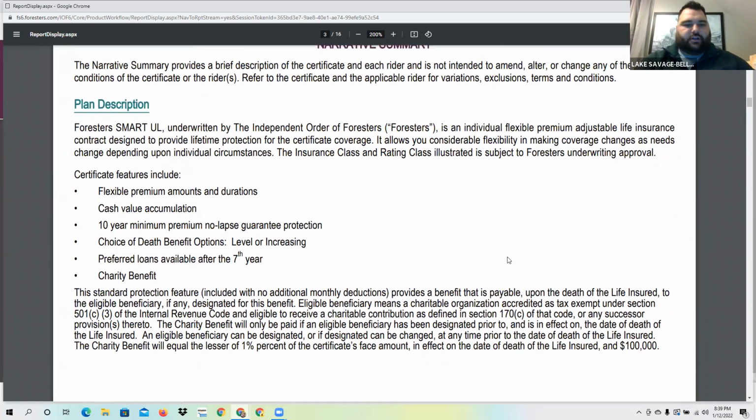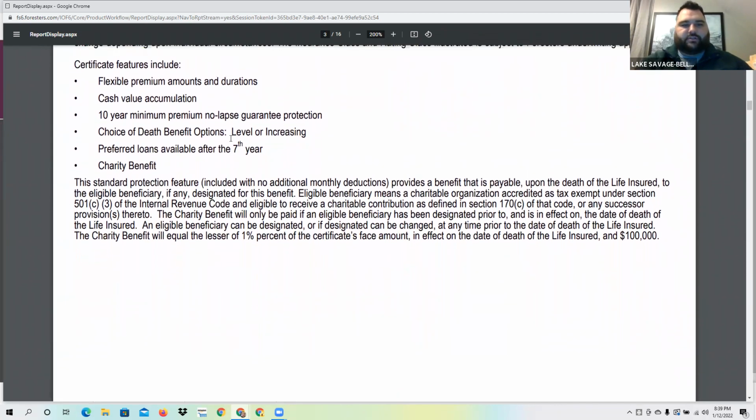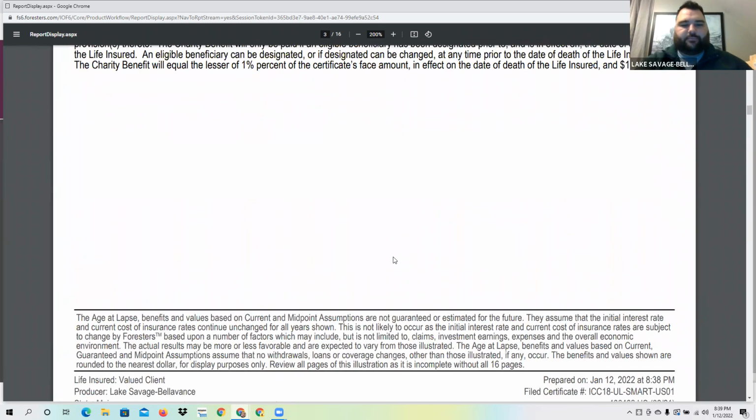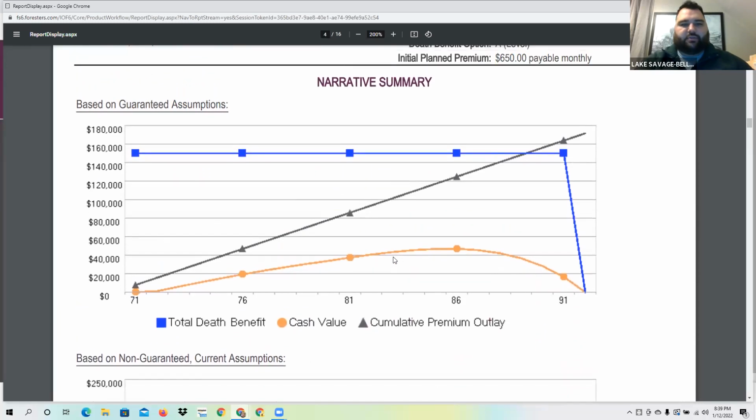So usually you're going to go in here and you're going to explain to clients preferred loans after 7th year. That's pretty cool. Preferred loan rates. It's still going to come with living benefits. This is a narrative summary for what they would do for their death benefit. Their death benefit obviously goes up and stays level for the entire time until they hit 91. If they're paying the same premium, it's not going to change.